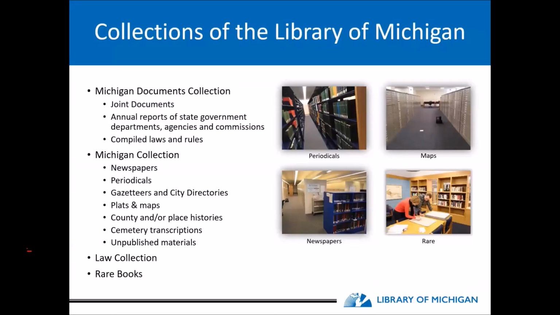a little bit of information about those different collections. Michigan documents can be annual reports, Railroad Commission, compiled laws, joint documents, the Michigan History Magazine prior to 2009, the Pioneer and Historical Collections, and numerous other reports, pamphlets and books published by different state agencies, departments, and commissions. Michigan collection, we have your newspapers, gazetteers, plats, atlases, county and place histories, transcriptions.